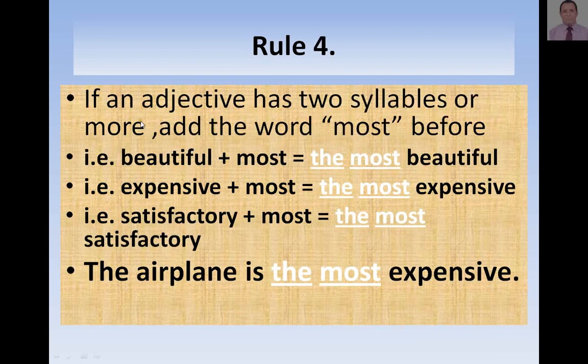Rule number 4. If an adjective has two syllables or more, what we call long adjectives, we add the most before the adjective. Beautiful, we say the most beautiful. You remember when we said in comparative, here we use more beautiful than. Okay, in superlative we use the most beautiful, the most expensive, the most satisfactory, the most interesting, the most exciting, like this. Also here I say example, the airplane is the most expensive. Expensive is a long adjective. That's why we use the most before this one to change it to superlative.